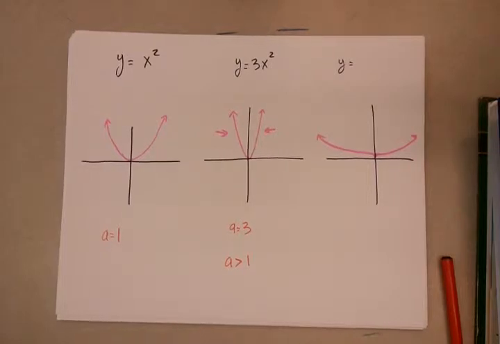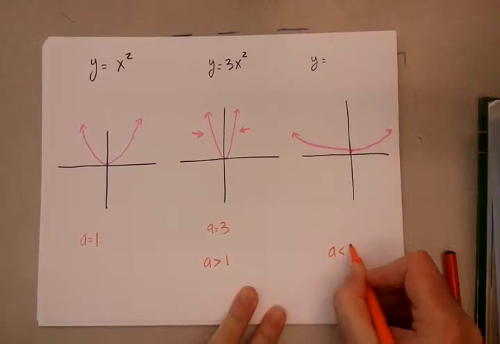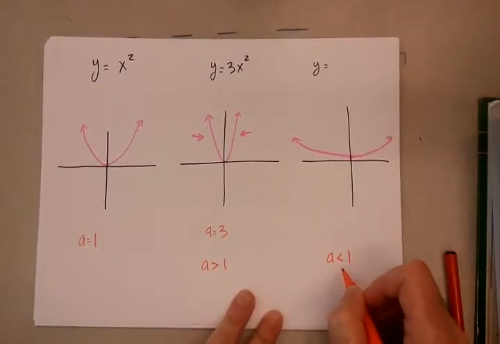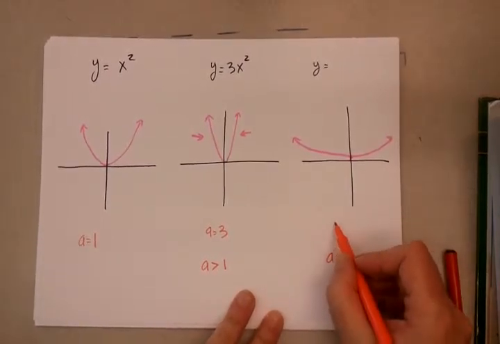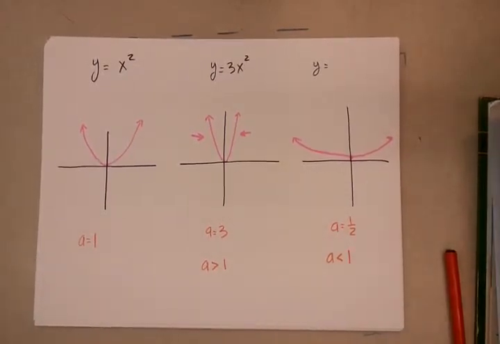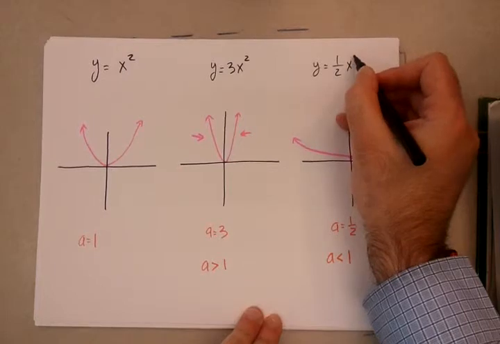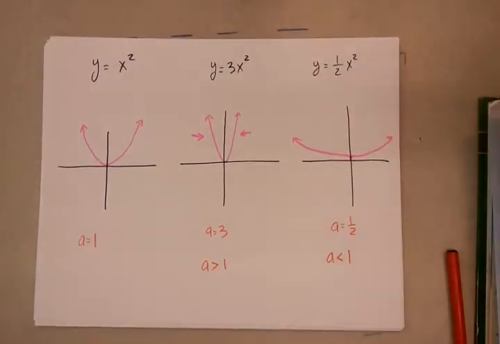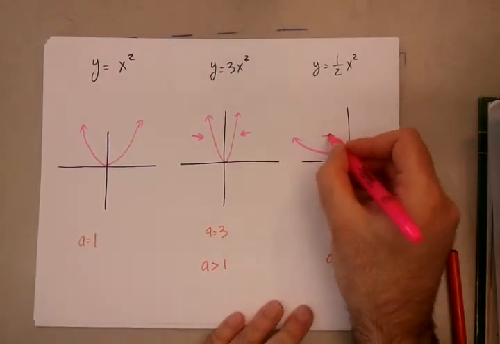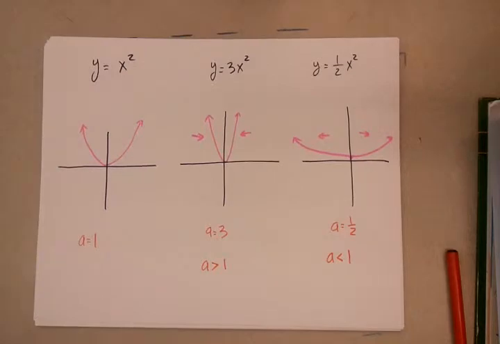If let's say my a is less than 1, and let's say it's a fraction, let's say a equals 1/2. If it's less than 1, it has to be a fraction or a decimal. We don't deal with decimals. If the number is less than 1, for example 1/2 x squared, the parabola actually widens. It expands from the original y equals 2x squared.